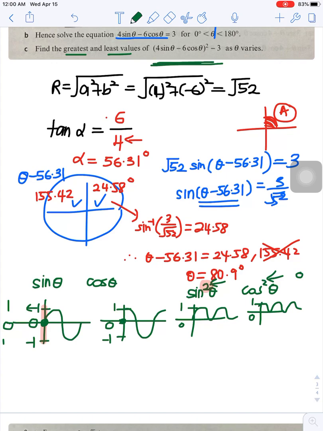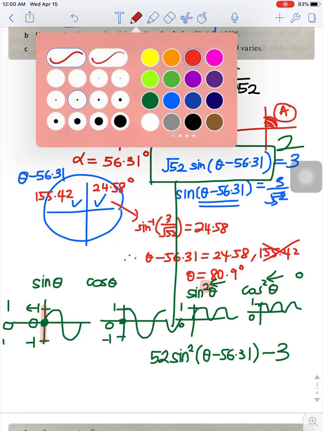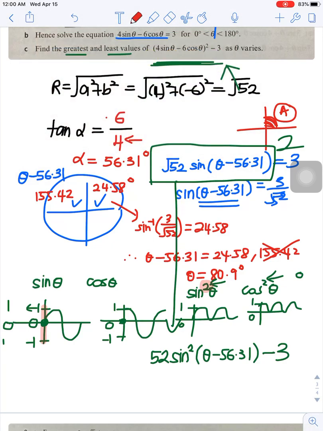I know that this one here is exactly this, right? But the one thing extra I have to do is squaring. I have to go and square this function. So when I go and square, what will I get? I will get 52 sine squared of theta minus 56.31, minus 3. Don't forget the minus 3 at the back here. So now let's do a little bit of thinking. Okay, I know this is 52. I know this is minus 3.